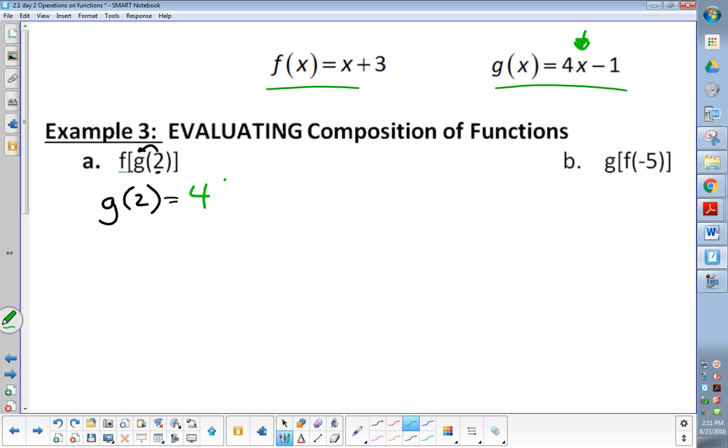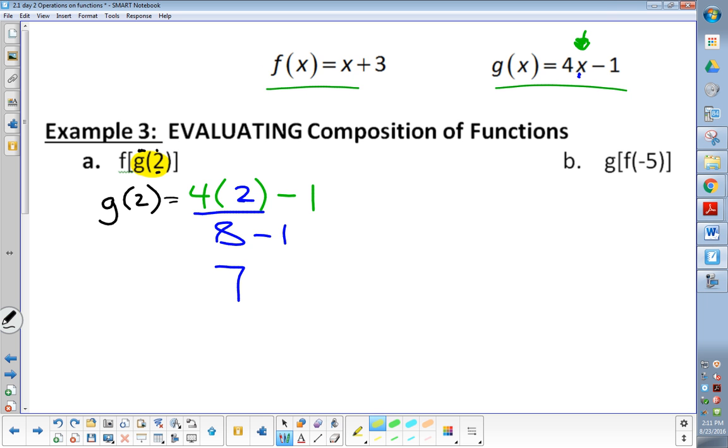So my problem is going to look like this: 4 minus 1, where that X was, I am plugging in the number 2. It's replacing the X. 2 is going in for X. I'm going to do that problem now. 4 times 2 is 8, minus 1 is 7. That is not the answer to this problem. What we have done so far is this G of 2 part. That's all we've done so far.